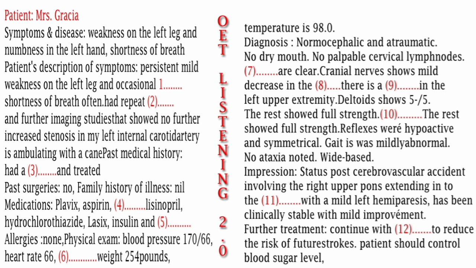Your cranial nerves show mild decrease in the left nasolabial fold. There is a mild increased tone in the left upper extremity. Deltoid shows 5/5. The rest shows full strength. Hip flexion is 5/5 on the left. The rest shows full strength. Reflexes were hypoactive and symmetrical. Your gait is mildly abnormal. No ataxia noted. Wide-based, ambulated with a cane.